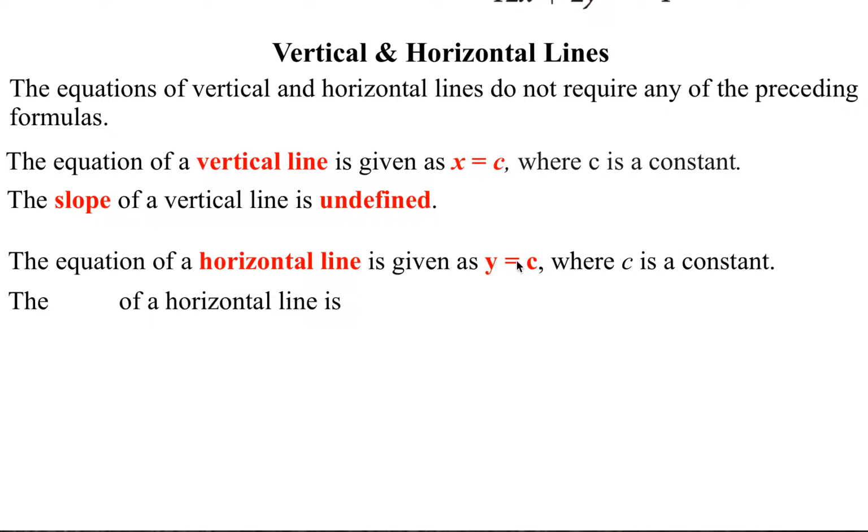A horizontal line is y equal to a number, and the slope of a horizontal line is 0. Okay, that is defined. 0 is a legitimate slope. So for our rise over our run, it doesn't rise vertically. We have a 0 rise and whatever run we have, so 0 over anything is 0. So vertical line, undefined slope; horizontal line, 0 slope.